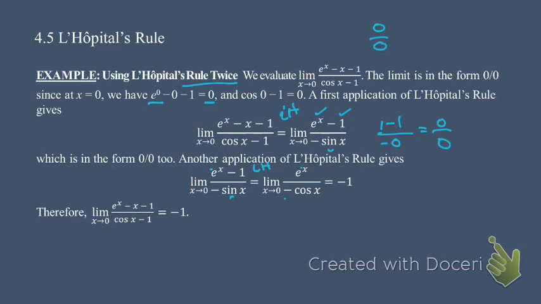So now when I plug in, e to the 0, I get 1. And then let me write this as the limit as x approaches 0 of e to the x over negative cosine x. Cosine of 0 gives a negative 1. And so now for this limit, we see applying L'Hopital's rule twice gives me a negative 1.